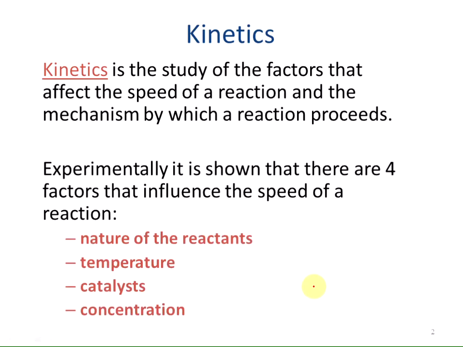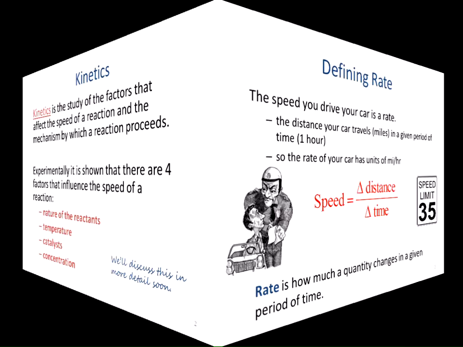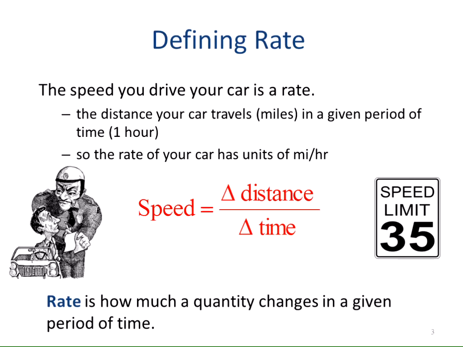Now, experimentally, it's shown that there are 4 factors that influence the speed of a reaction. First is the nature of the reactants. Second is temperature. The third is catalysts. And the fourth is concentration. And we'll discuss some of these in more detail later on. So let's look at defining rate.